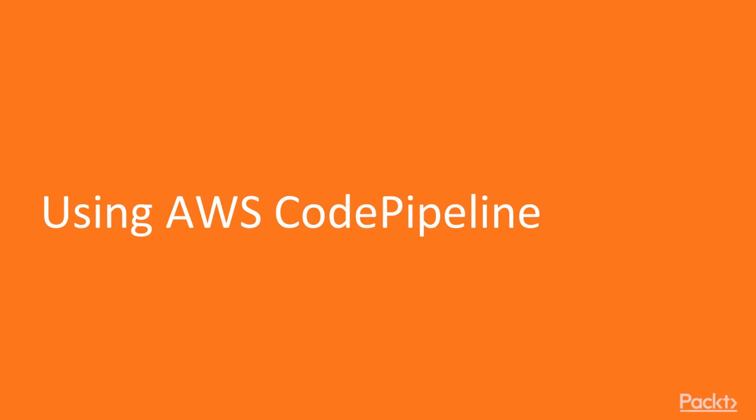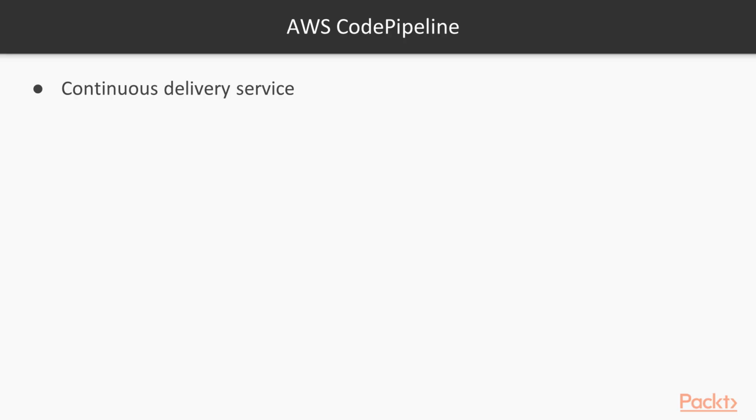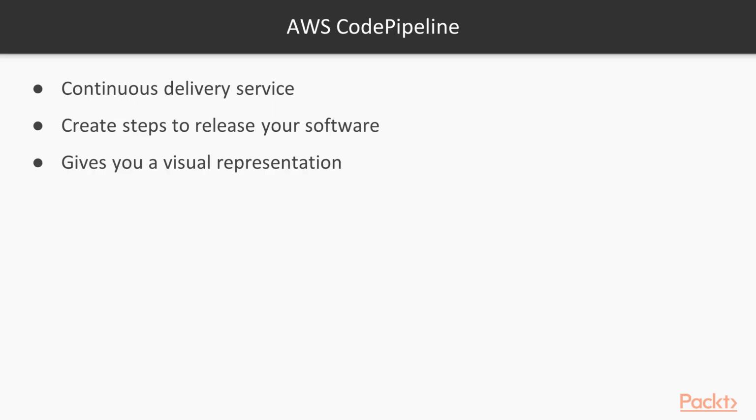So in this section, we are going to look at the AWS CodePipeline service. This is a continuous delivery service that's provided by AWS. Here you can create the various steps that are required for the release of your software, and it gives you a visual representation of these steps.